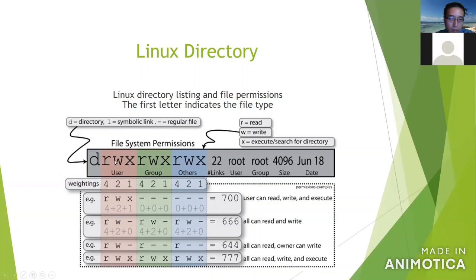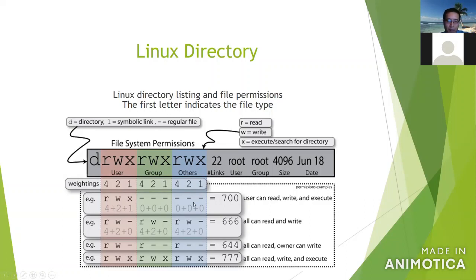And if you want to change all of these 3 to 1s, you have to add them together to make it 7. For example, if you want to disable the read, write, and execute permissions for group and others, then you use 700. 7 is for yourself, the second 0 is for group, and the last 0 is for others.